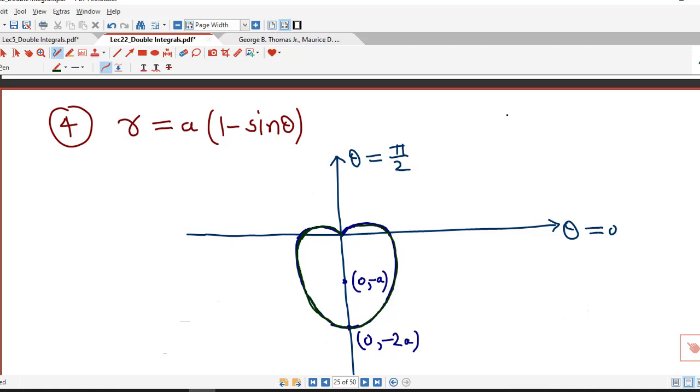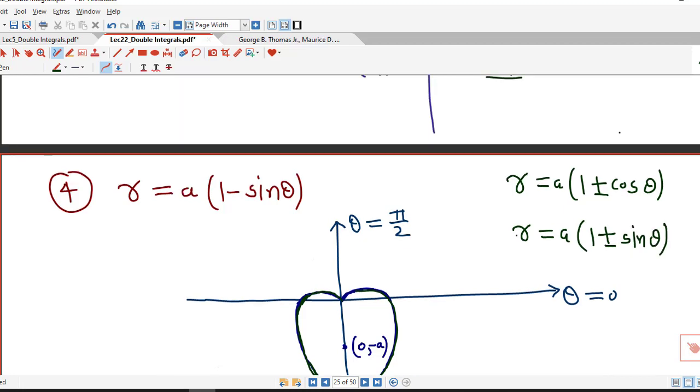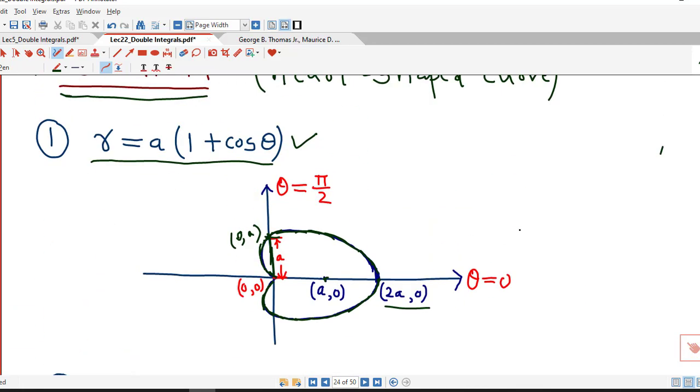Mainly we have r equal to a into 1 plus or minus cos theta and r equal to a into 1 plus or minus sin theta. So there are 4 different cardioids. Depending upon the nature of the polar equations, we will have different shapes. So this is r equal to a into 1 plus cos theta. We can decide the intersecting points of cardioids with the coordinate axes.